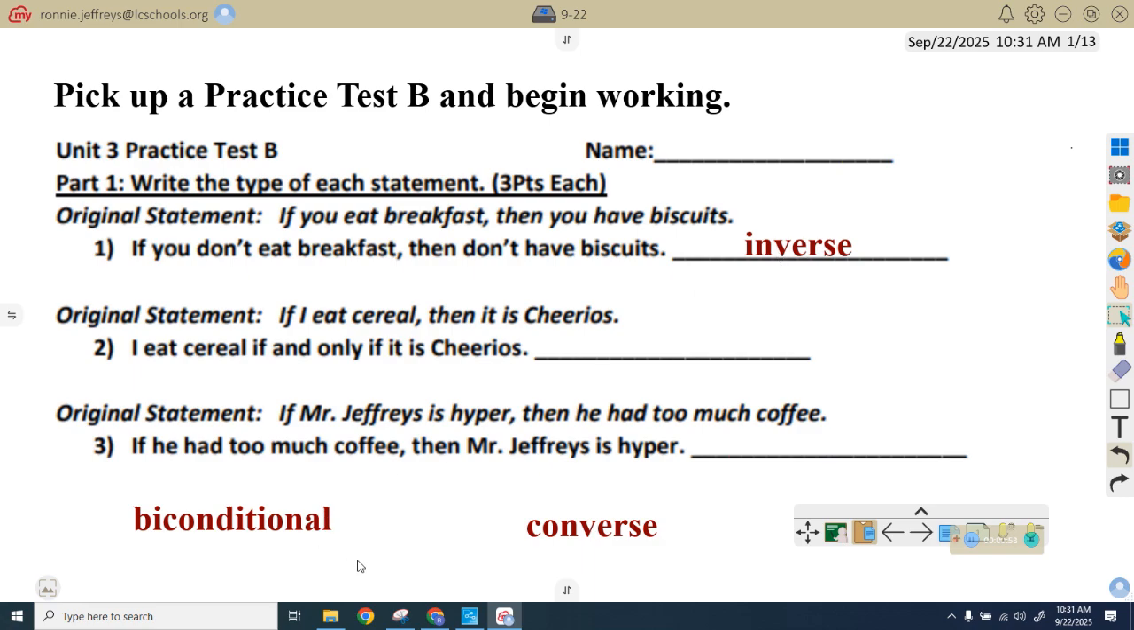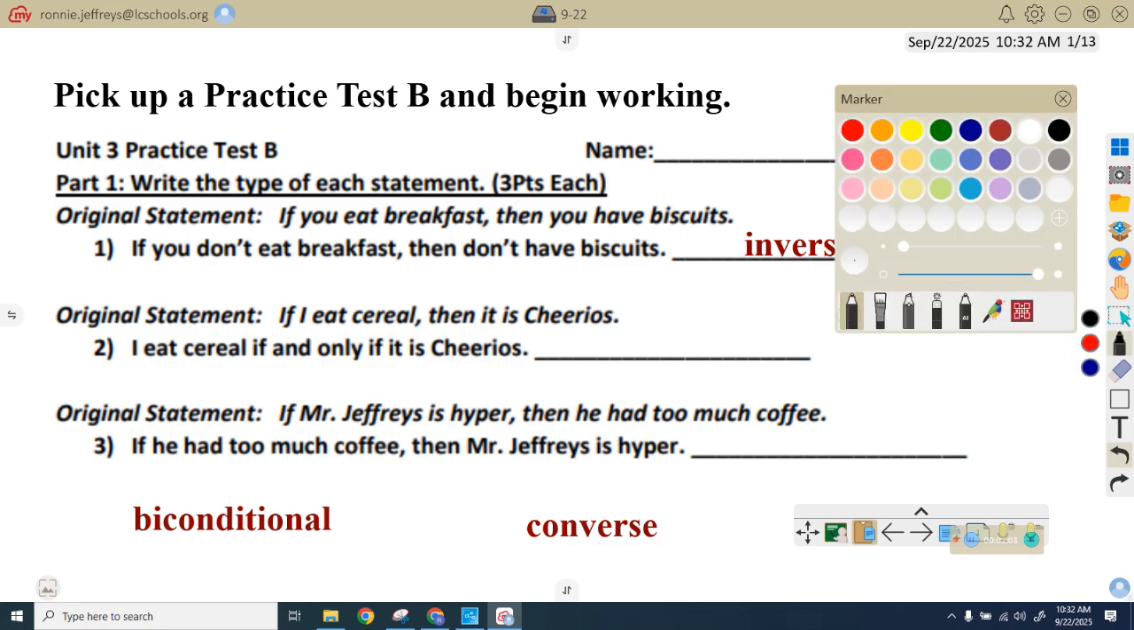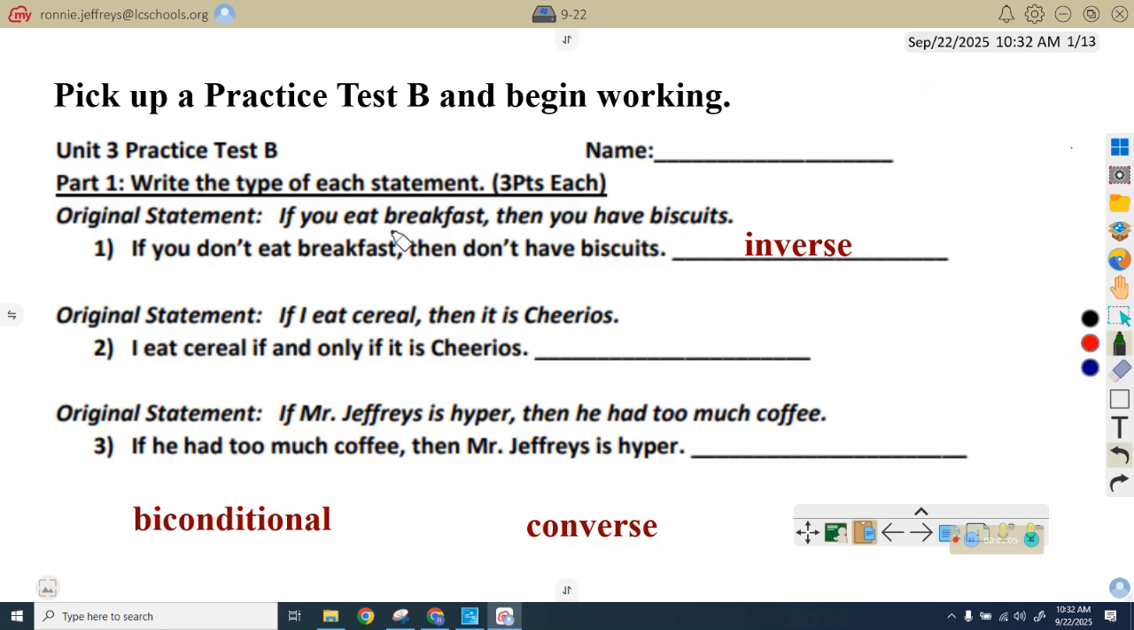So if you were making a note for your orange sheet, inverse is same order, but negated.